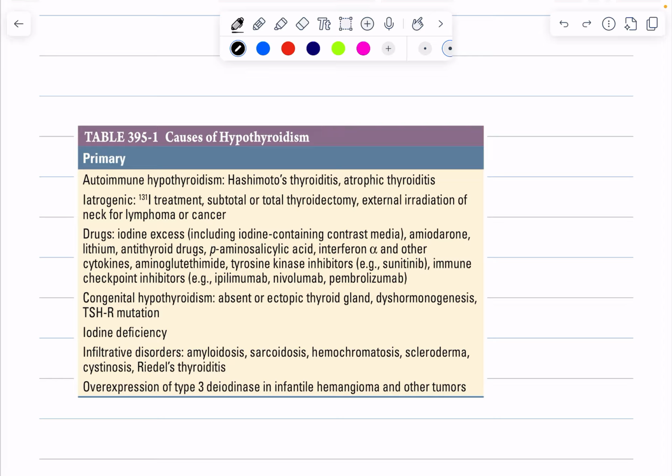In this video, we are going to cover flowcharts and tables from the topic of hypothyroidism. So, starting with table 1, causes of hypothyroidism. In the regions where iodine is commonly present in the food, the common cause of hypothyroidism is autoimmune thyroiditis, like Hashimoto's thyroiditis or atrophic thyroiditis. And in the other regions where iodine is not present in food, the common cause is iodine deficiency. The cause could be iatrogenic, like while treating the patient with hyperthyroidism.